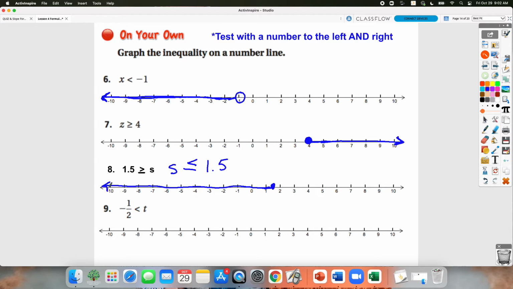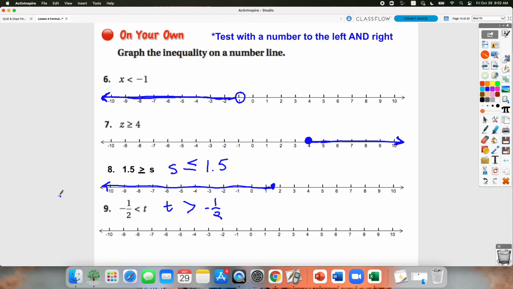All right, same thing with number 9. Our number is first before the variable, so we want to switch it around. Okay, so instead of negative 1/2 is less than t, how could I rewrite that to where my t comes first and then the negative 1/2? Tess, what do you think? T is greater than negative 1/2. Absolutely. We're just turning around that inequality. All right, so now t is greater than negative 1/2.